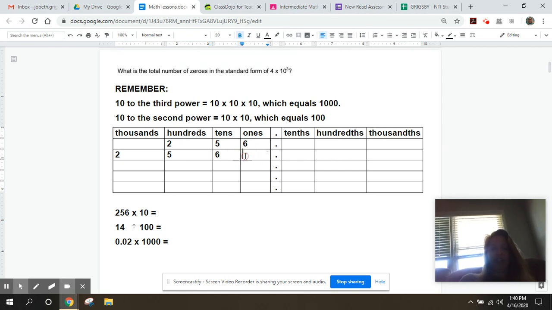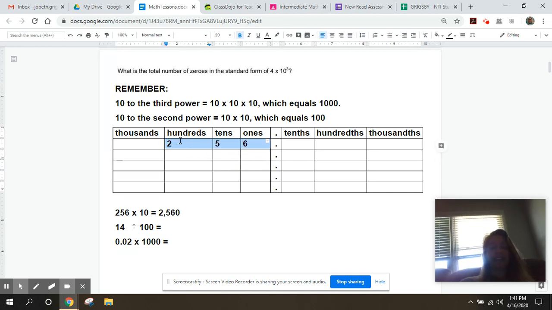And now what do you think would go right here in this box? Because we have 2,506 tens. Do you think you know? Yes, you are correct. It's going to have to be a 0. So 256 times 10 equals 2,560. Okay? Now, let's try the next one.